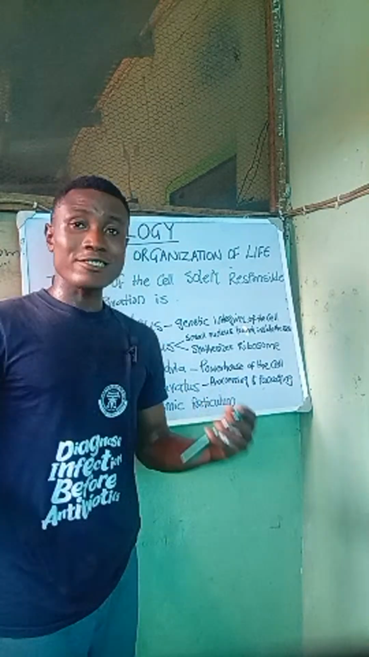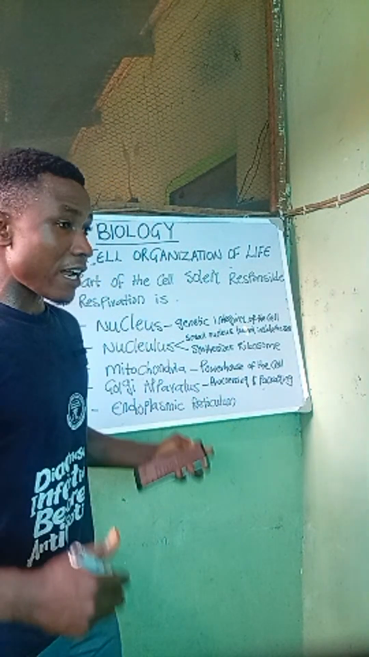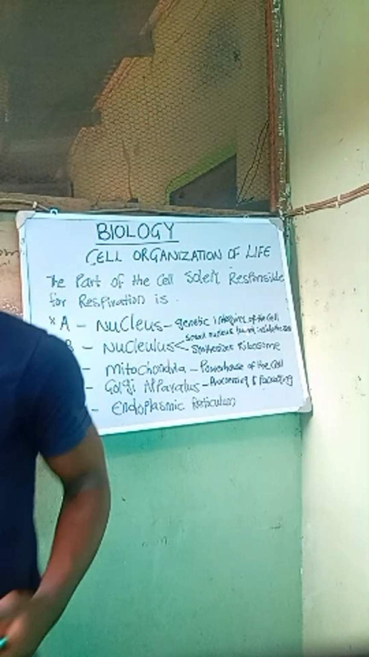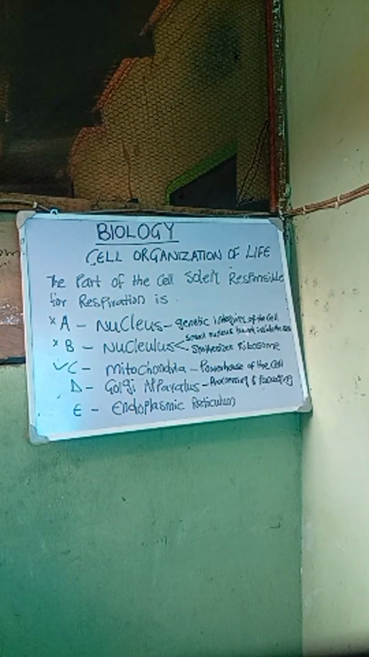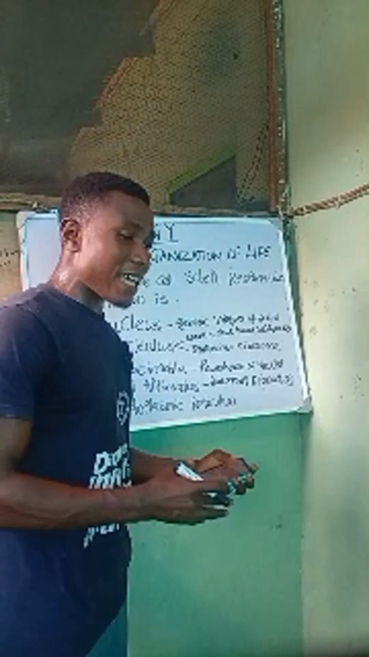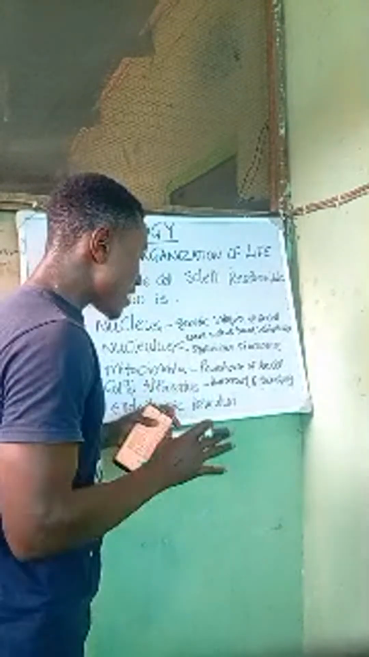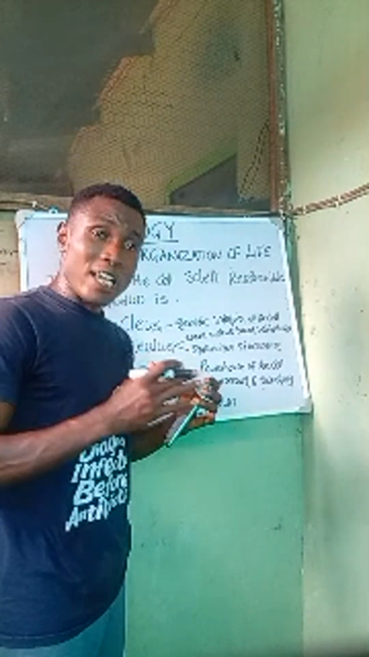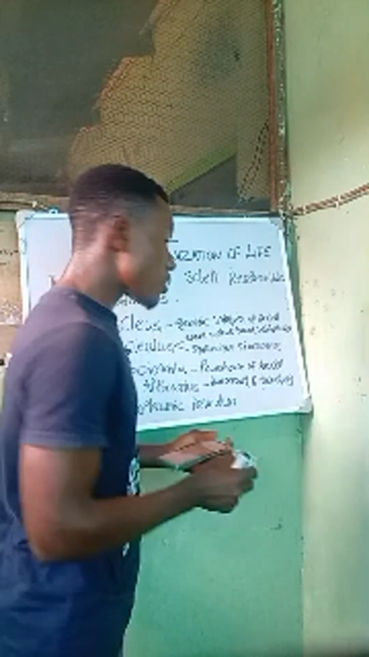Then we have the ribosomes. What is the function of the ribosomes? The function of the ribosomes is that it is a site of protein synthesis, or you can say a site for protein biosynthesis. Then the next one is the lysosome, although it's not here, I just want to talk about it. The lysosome is known as the suicide bag of the cell.